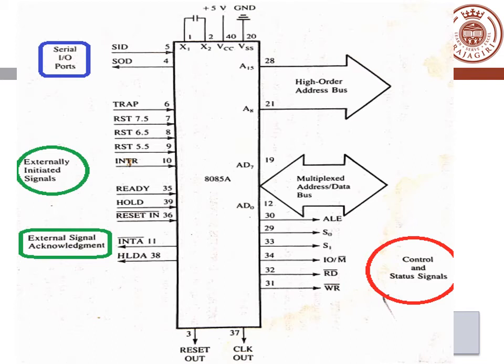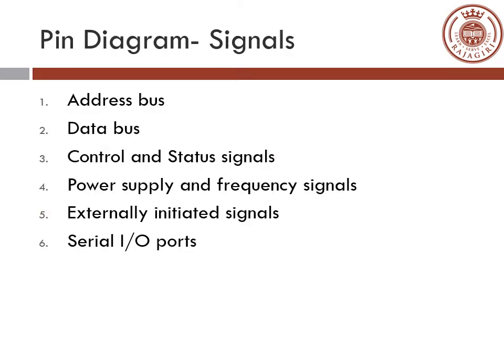And the next set is the control and status signals. You are having ALE, which is known as the address latch enable, and you are having the status signals. You are having IO bar M bar, which is used to identify whether you are going to perform an IO operation or a memory operation, and the read write signals. So this is about the different classification of pins in 8085.